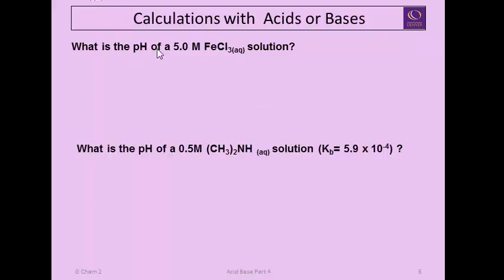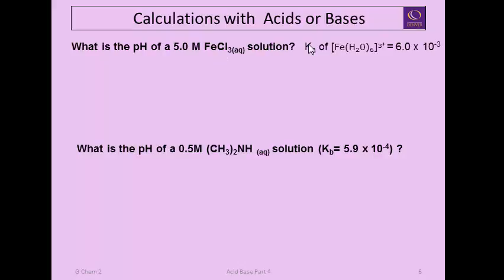Here's another problem. Once again, this is using that highly charged small transition metal, so we know it's going to be weakly acidic. The first thing is to identify what this is: weak, strong, acid, base. That's important. So we know it's a weak acid.